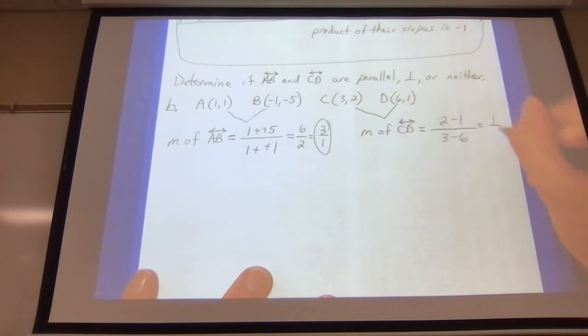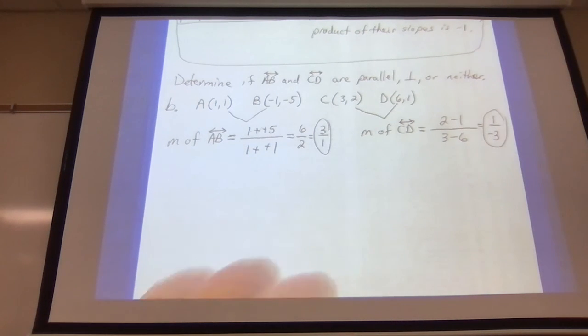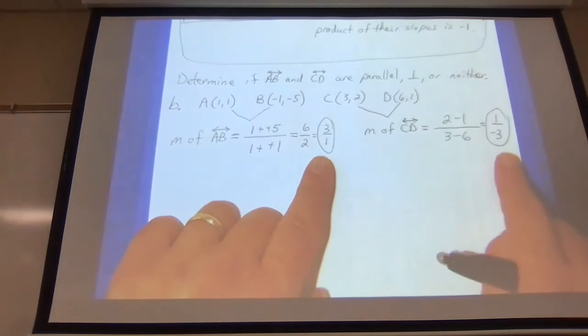Simplify that. 2 minus 1 is 1. 3 minus 6 is -3. That's in lowest terms. There is your 2 slopes. 3 over 1 and -1/3.